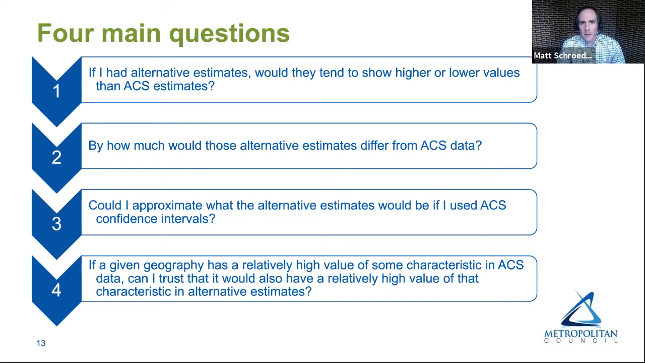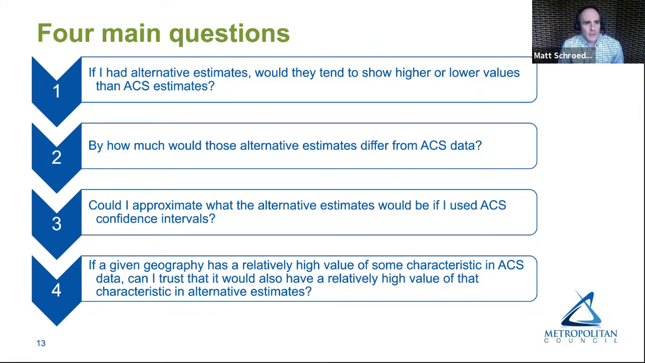Third, given that there are margins of error for ACS estimates that can be used to construct confidence intervals, would those confidence intervals encompass the alternative estimate as well? So using what we know about the sampling error to get a broader range of values that might encompass a more complete set of estimates. And then fourth, finally, just looking at how they covary. So if a given geography has a relatively high value of some characteristic in ACS data, could I also trust that that value in the alternative estimates would be relatively high?